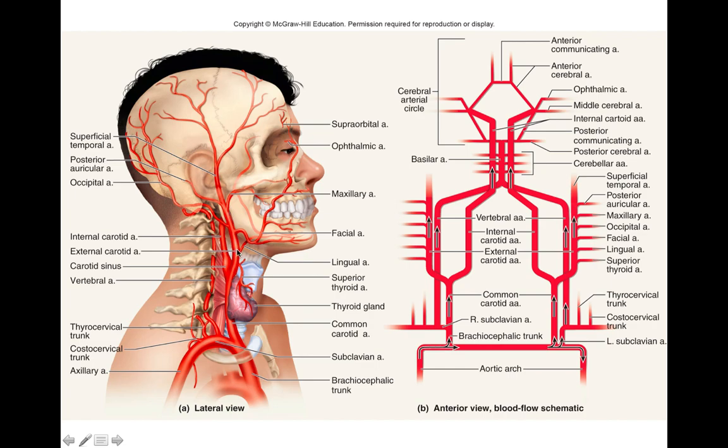Be very careful in your nomenclature when you are writing down answers and choosing answers. The common carotid and the internal carotid and the external carotid are all arteries. There are no carotid veins. And also watch the common and internal and external terminology. Usually you have a common artery and then that will branch into internal and external arteries, but there are a couple of exceptions.